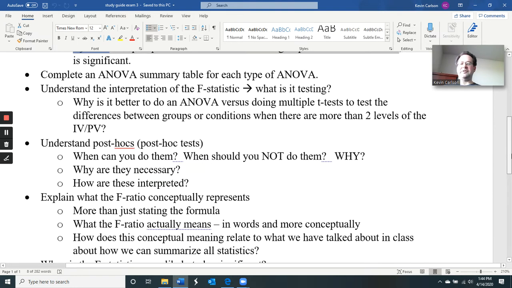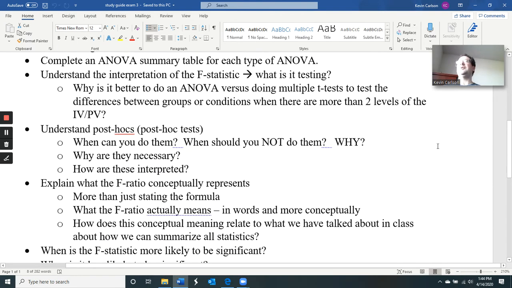And then we talked about the summary table. So obviously you'd be able to do that for the problems, but you also want to be able to fill out blanks in a partial summary table. So just like the one-way ANOVA homework, you should be able to do that. So you should be able to take the blank spaces and fill it out with the information that's given. So again, between plus within equals total.